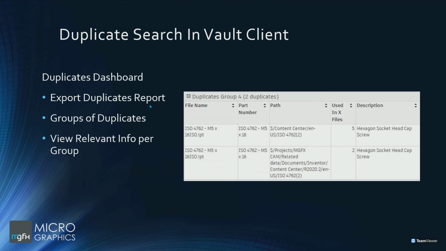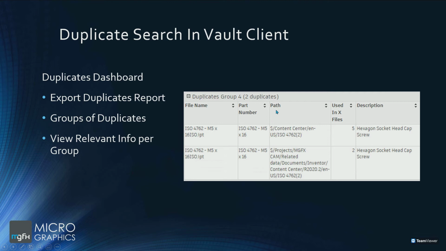So here we can see duplicate group number 4. So we have 2 duplicates. And as I mentioned earlier with Content Center, this is the case for this group. You can see the file name. The file name in this case is actually identical. So we may have been able to identify that with a search for the file name or part number.